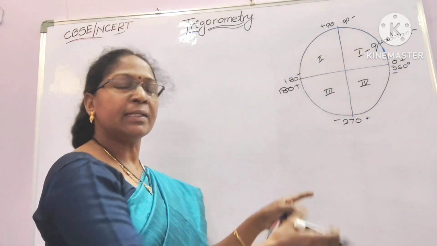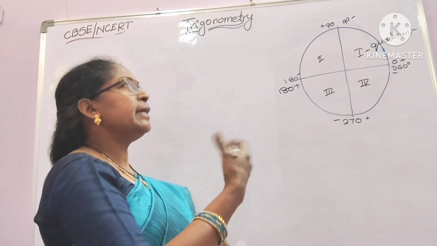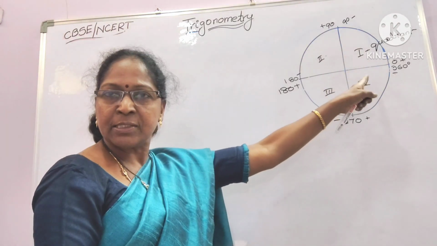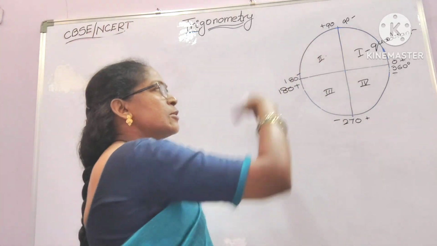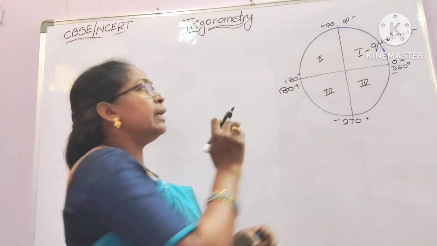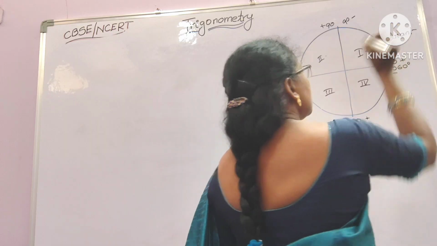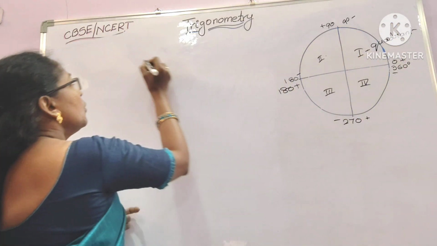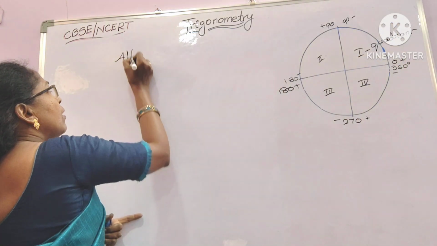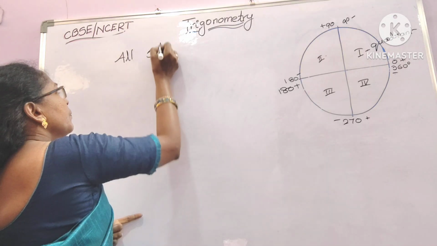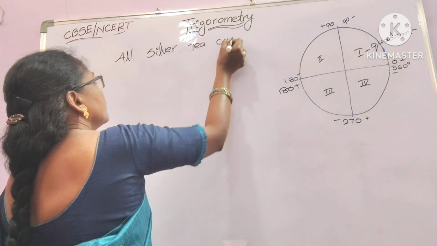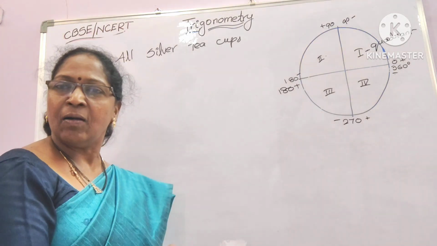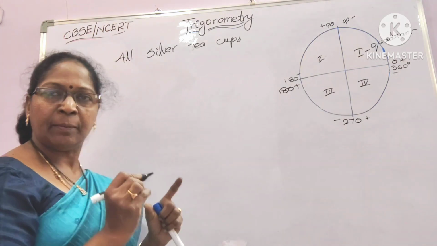First you should divide the circle into four parts, and each part you have to represent as first quadrant, second quadrant, third quadrant and fourth quadrant. And you should also divide the angles and write like this. Next, what I said, all silver. Today's topic is "All Silver Tea Cups." What is that? All silver tea cups. Just you have to remember.